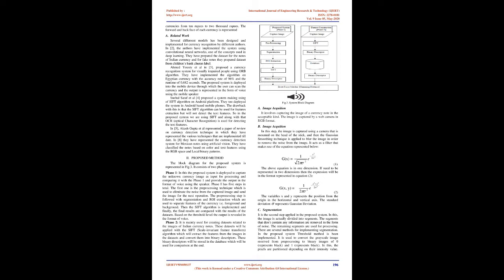Related work. Several different models have been designed and implemented for currency recognition by different authors. In 2, the authors have implemented the system using convolutional neural networks, one of the concepts used in deep learning. They have prepared the dataset for the notes of Indian currency, and for fake notes they prepared a dataset from Children's Bank. Ahmed Yusri et al. in 3 proposed a currency recognition system for visually impaired people using the ORB algorithm. They have implemented the algorithm on Egyptian currency with an accuracy rate of 96% and a runtime of 0.682 seconds.